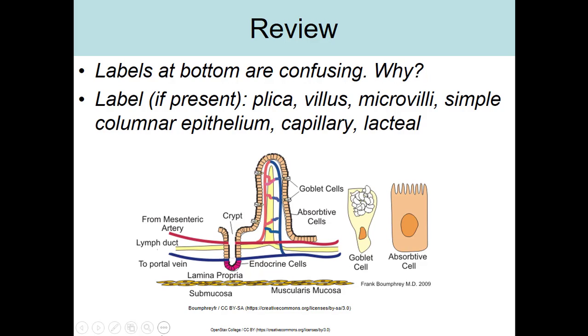But other things we had to label were plica. Plica, actually, the labeling says if present, so it is not going to be present here because the plica has to be folds of the submucosa, and we barely see any submucosa here, so that's not present. The little mountain is our villus, so that's singular for villi. We can see microvilli on the absorptive cell over here. This layer of the mucosa is our simple columnar epithelium. The red and blue is our capillary, and then this yellow structure in between is the lacteal.